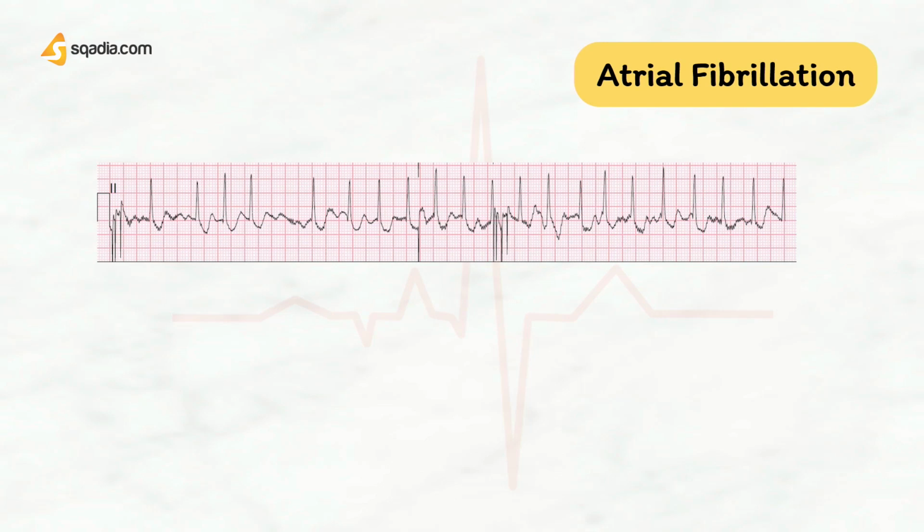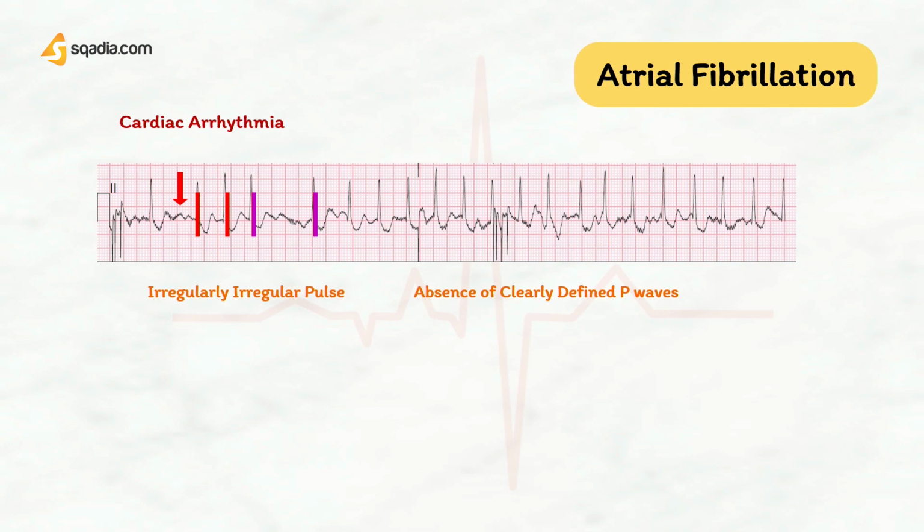Now let's talk about atrial fibrillation. This is a cardiac arrhythmia and results in an irregular pulse, and the diagnosis is usually made by the ECG. There are bumps before the QRS complexes, but they are not organized and are random and occur at irregular rates, so there's no pattern whatsoever. Some QRS complexes are closer together and some are not, as well as an absence of clearly defined P waves.